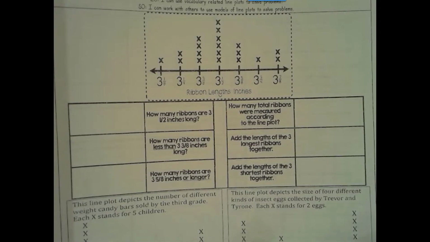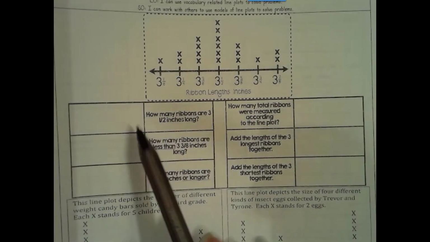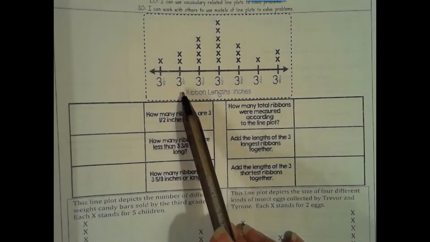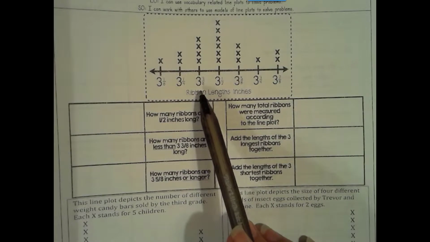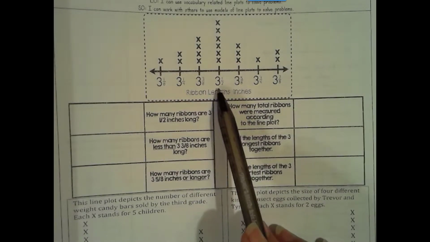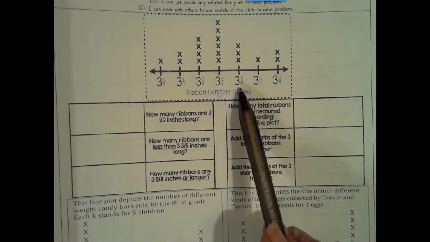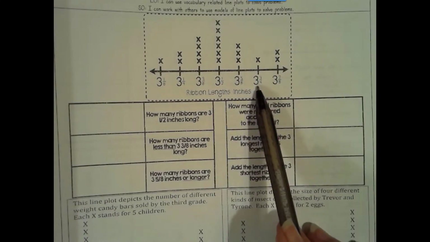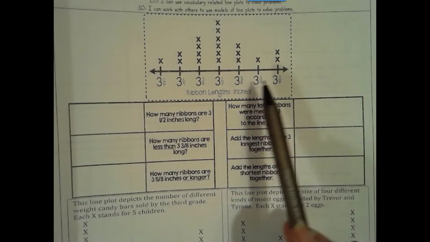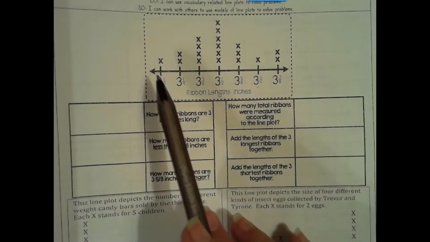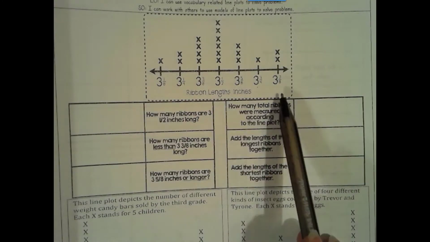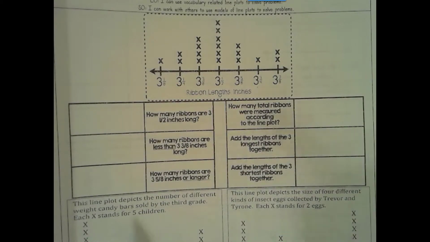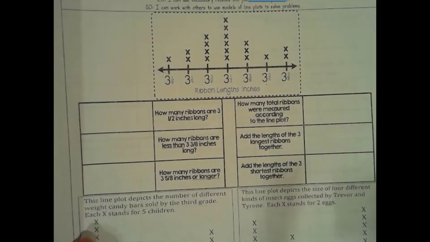Alright, so we have a line plot here. Starts with 3 and 1/8, 3 and 2/8 or 1/4, 3 and 3/8, 3 and 4/8 or 3.5, 3 and 5/8, 3 and 6/8 or 3 and 3/4, and 3 and 7/8. So this is the scale, and here's our data. So now we're going to use this data to answer these questions.